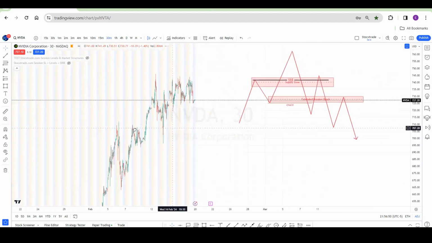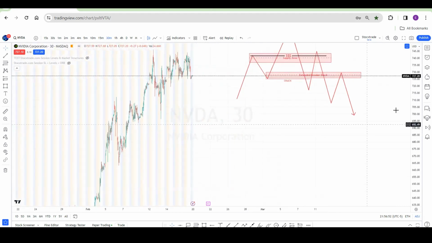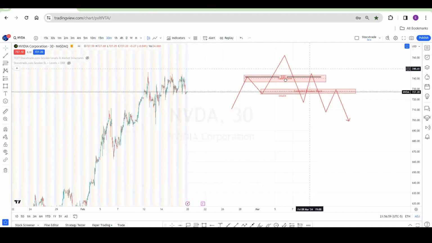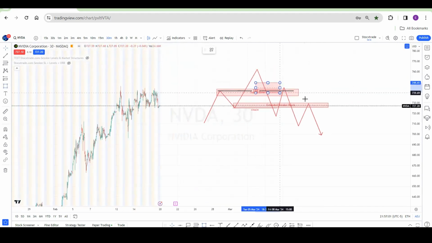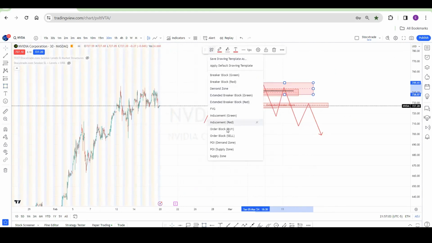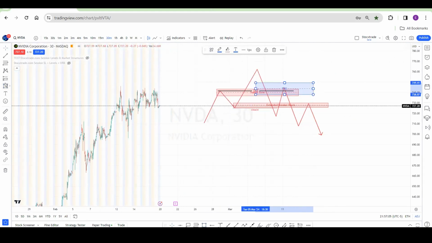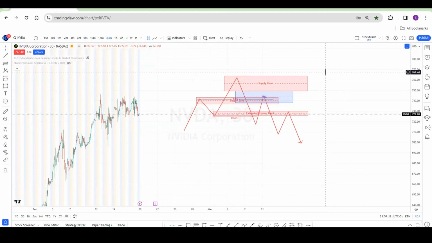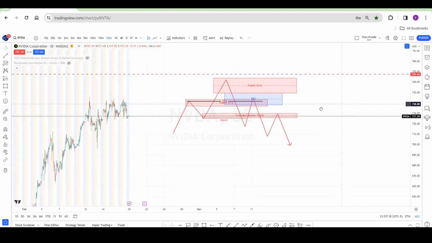Okay. So our strategy, what we are learning, is a little bit like this. After the change of character, we need to wait for the retest, because we know that here you will find some fair value gap and here you will have the supply zone. And above that supply zone will be your stop loss. You need to take the losses. If your stop loss is hit, let it hit.